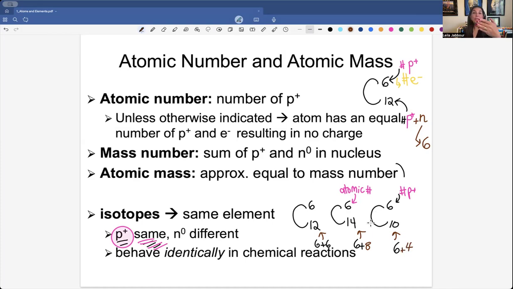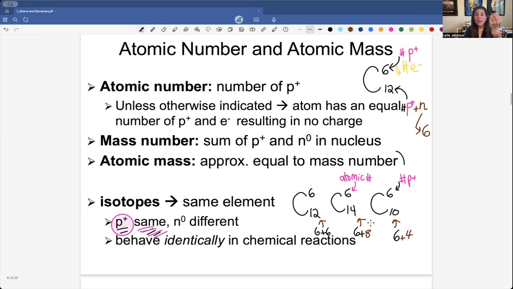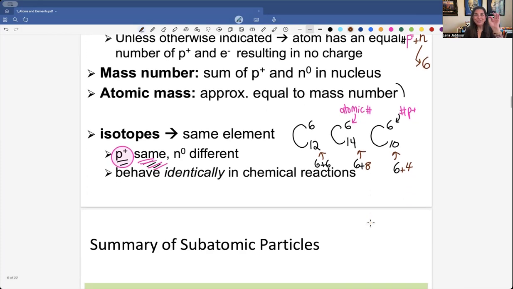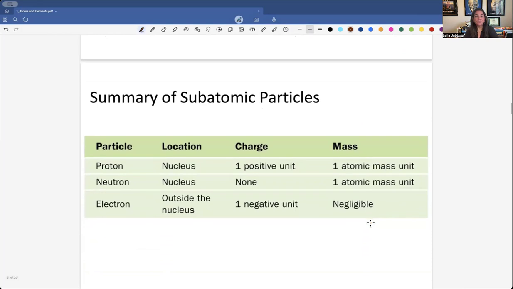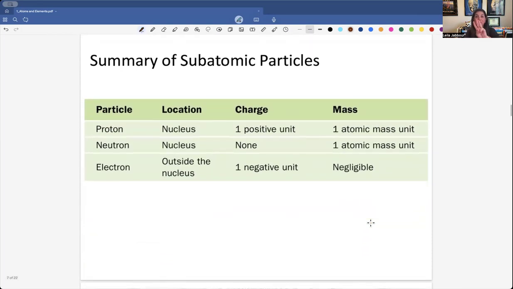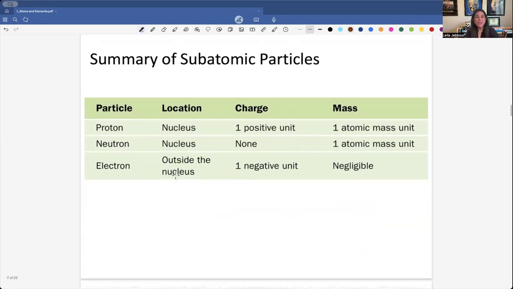So all of these isotopes of carbon have the same number of protons and the same atomic number, but what's different between them is the number of neutrons, and that will change their physical properties. Even though they're all carbon, different atoms of carbon within the same element of carbon, they all have slightly different physical properties.